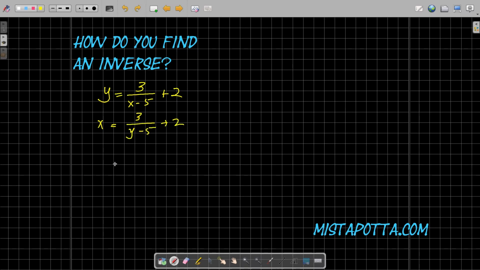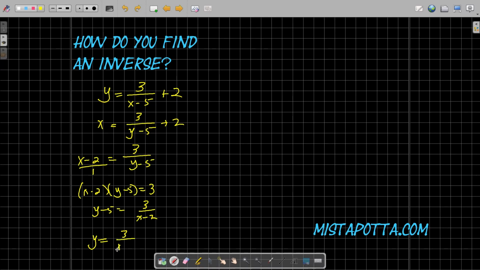First thing I'm going to do is subtract 2 from both sides. I can make anything a fraction by putting it over 1. I can cross multiply to get rid of the fraction part. So I have x minus 2 times y minus 5 equals 3. And so y minus 5 equals 3 over x minus 2. And so I get y equals 3 over x minus 2 plus 5. Now keep in mind that this is my inverse function here.